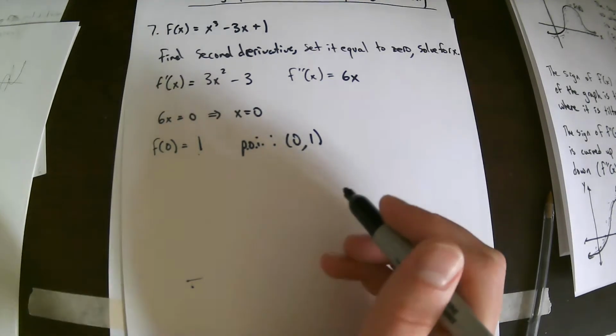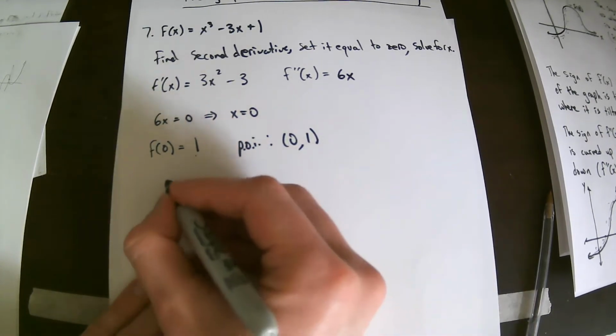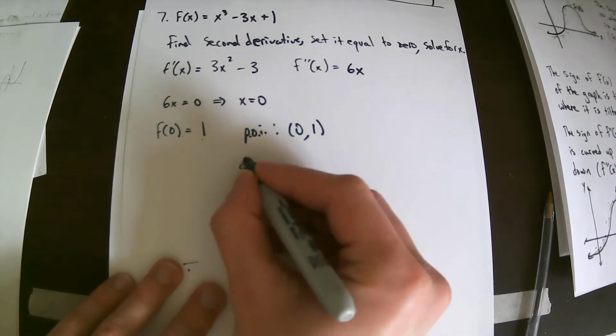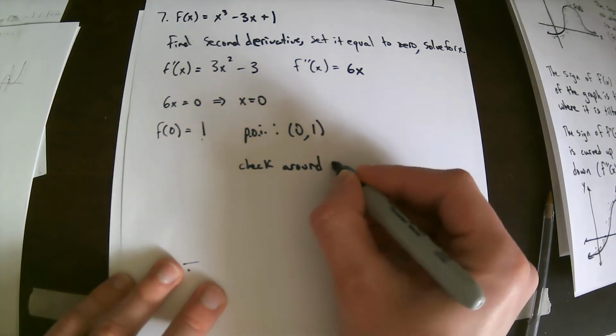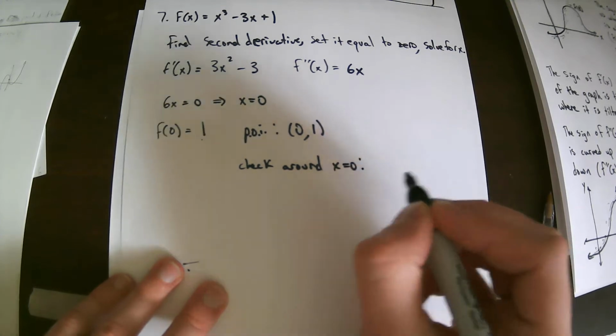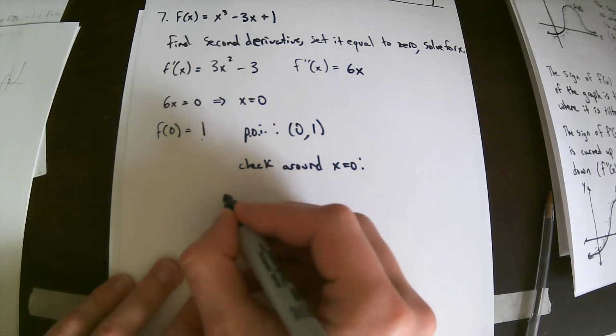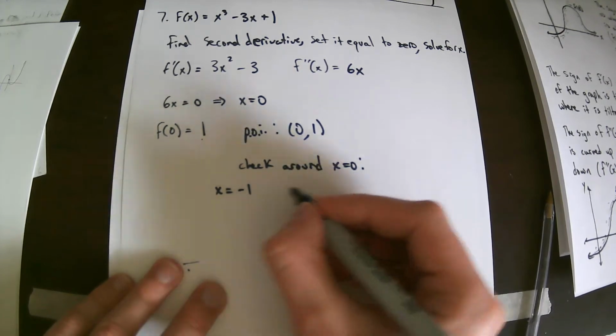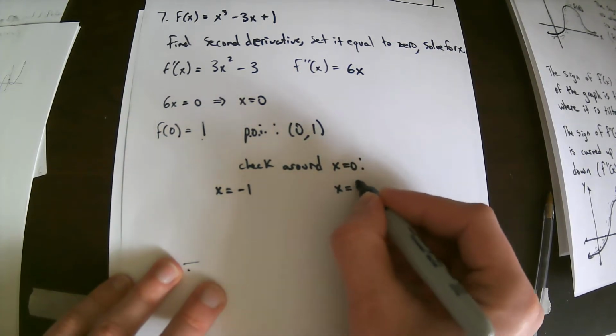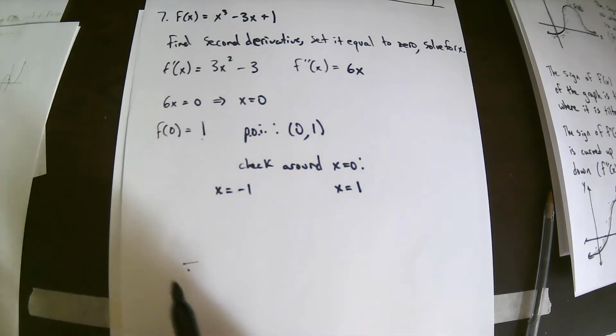Well, we have to check around x equals 0. What am I checking? Check around x equals 0. So let's just pick a couple numbers. x equals -1 and x equals 1. Why not? Those are around 0.